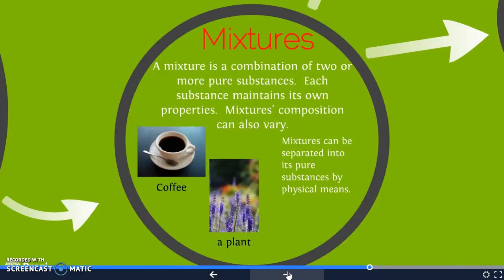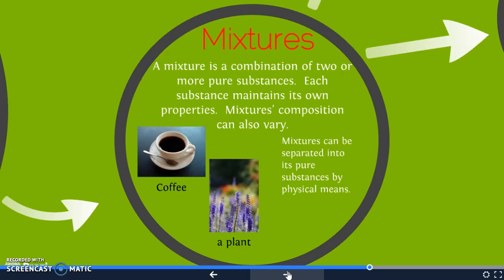So that takes care of everything we want to talk about in terms of pure substances. Now, if you have a combination of pure substances, those materials are called mixtures. Within a mixture, each pure substance maintains its own properties. And you can change the ratio of mixtures. Water is always H2O, but salt water can be 5% salt, 20% salt, 80% salt. So you can change the ratio.